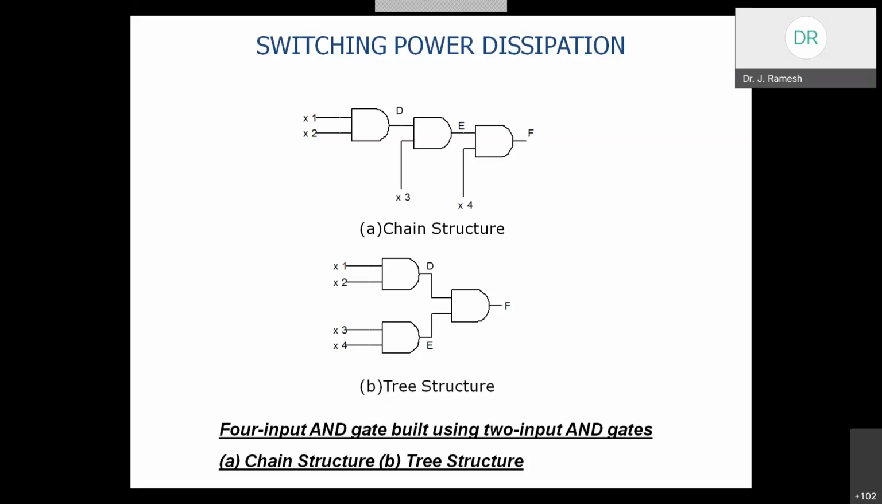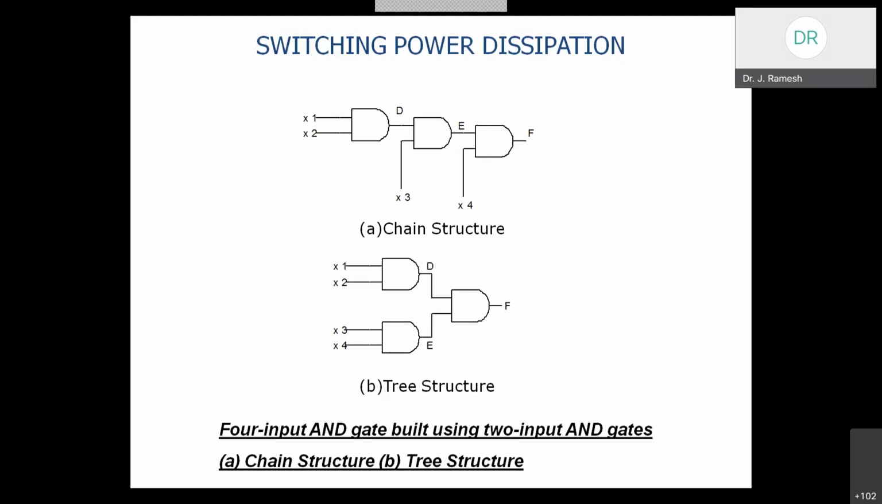But the only point at which these two differ will be at the point E, because for the chain structure, the switching activity for the point E will be how much? It will be 7 by 64 in the case of the chain structure, and in the case of the tree structure, it will be 3 by 16. So which one is larger? Or which one will have the higher switching activity?